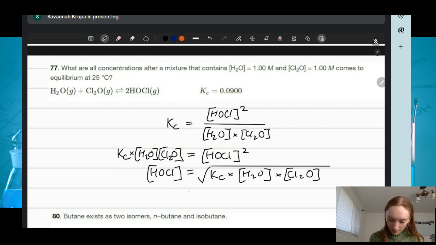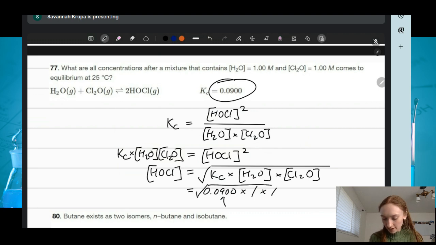And now let's plug in our values. So Kc was at a value of 0.0900. Water was at a concentration of 1, and same with Cl2O. So it'll just be the square root of the Kc value, really. And that will have an answer of 0.3. And this is in molarity, since we're finding the concentration of HOCl.